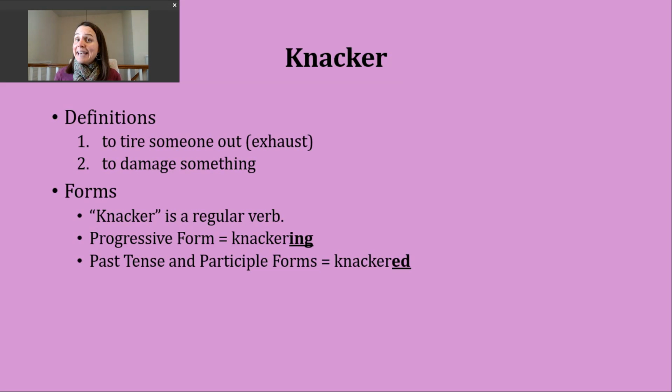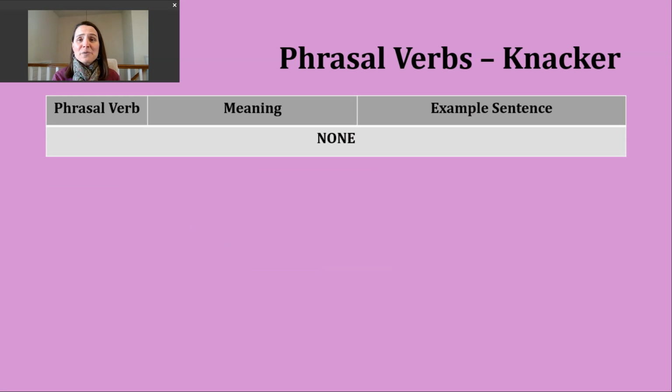You should know that knacker is a regular verb. To make the progressive tense, you're going to add ing to form knackering. The past tense and participle forms of this verb are made by adding ed. Our base verb, knacker, ends with a voiced R sound. So our past tense ending is going to make a D sound. Knackered, knackered. Okay?